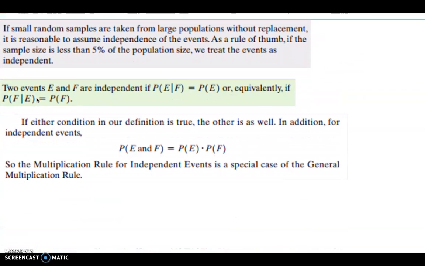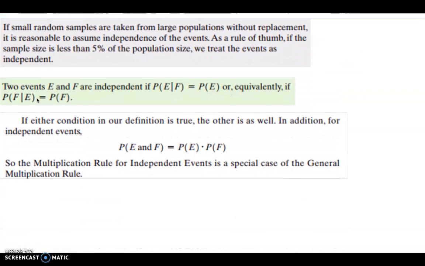Now, with independence, I do want to make one comment. If small random samples are taken from large populations without replacement, it is still reasonable to assume independence of these events. We're going to be using this idea later on, but I just wanted to mention it here so that it crosses your brain. As a rule of thumb, if a sample size is less than 5% of the population size, we treat events as if they were independent.